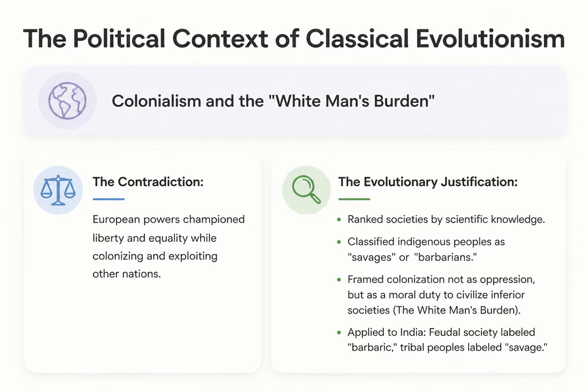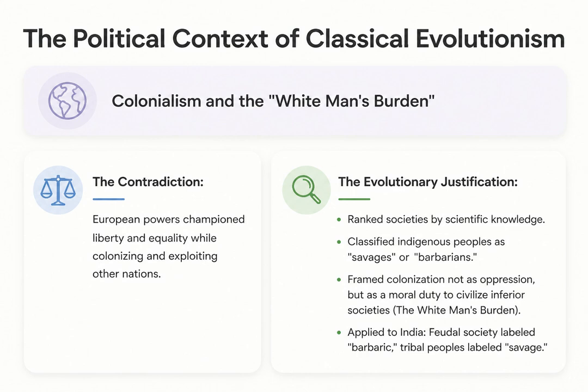Now, we must be explicit. This theory did not develop in a political vacuum. It emerged during the height of European colonialism and served to perfectly justify it. European nations were preaching liberty and equality at home while brutally colonizing Africa, Asia, and the Americas. Classical evolutionism resolved this moral contradiction. By ranking societies based on scientific knowledge, Europeans placed themselves at the top and classified indigenous peoples as savages or barbarians. This allowed them to frame colonization not as violent exploitation, but as a moral duty, the white man's burden, to civilize the world.